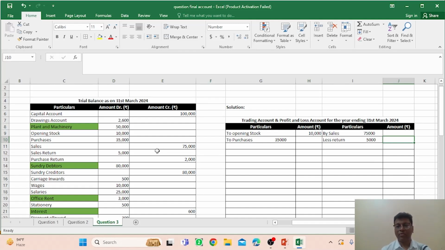So the second method you can follow, right, time to time you are writing after adjusting the particular thing, like 70,000. So this is the sales return. And as you see, next item is the purchase return 2000. So it is to be subtracted from purchases, that is less return. Purchase return is 2000. So the amount is 33,000.